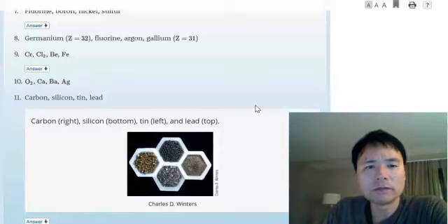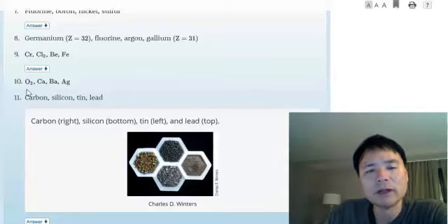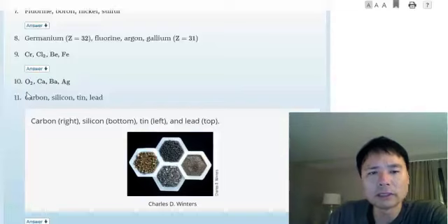I think we left off with number 10, if I recall, O2. O2 is oxygen. Ca would be calcium, Ba, barium, Ag, silver. So we have three metals, calcium, barium, and silver, and one non-metal diatomic element.